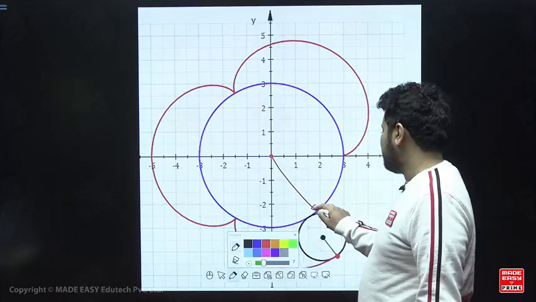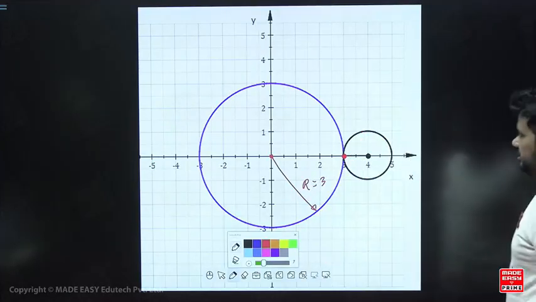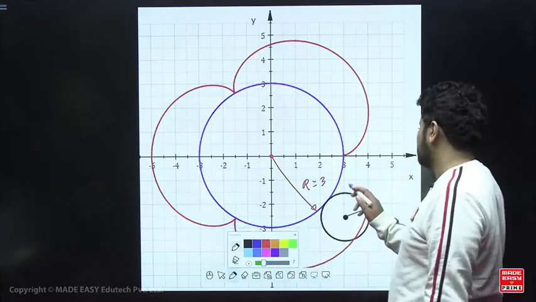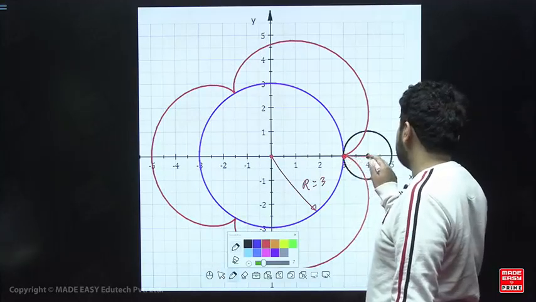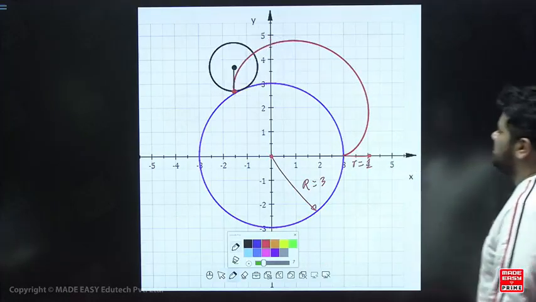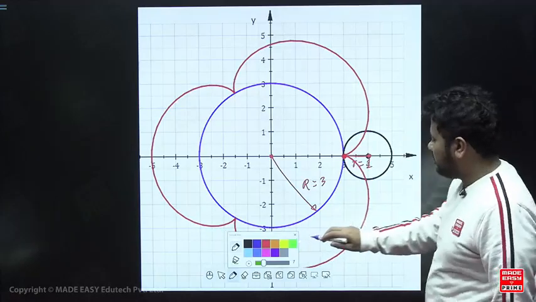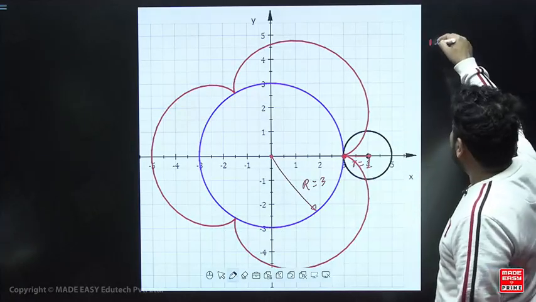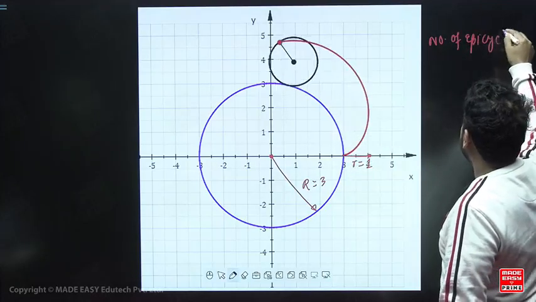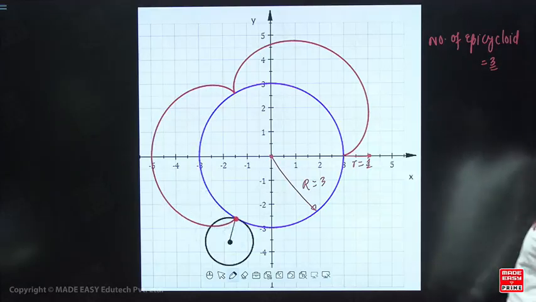So if I talk about the capital R, how much it is? You will say it is 3, isn't it? Capital R is 3. Now what is the radius of small r? So if you see here, this is the radius, right. So small r is how much? It is 1, isn't it? So how many epicycloid is formed? You will say that here number of epicycloid, how much it is forming? It is 3, isn't it? You can see that.